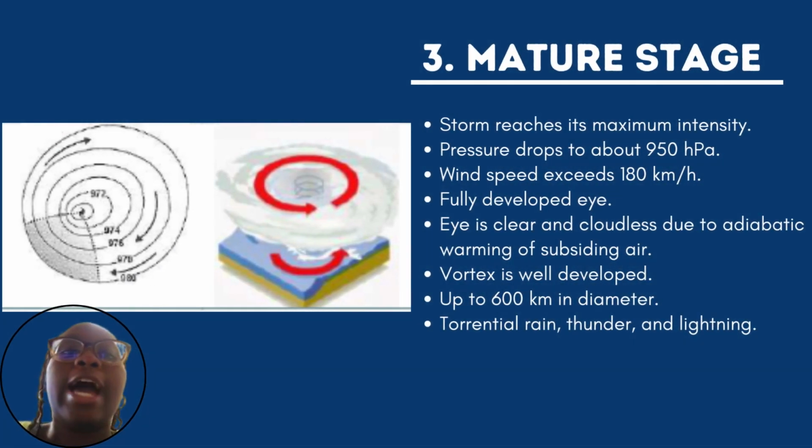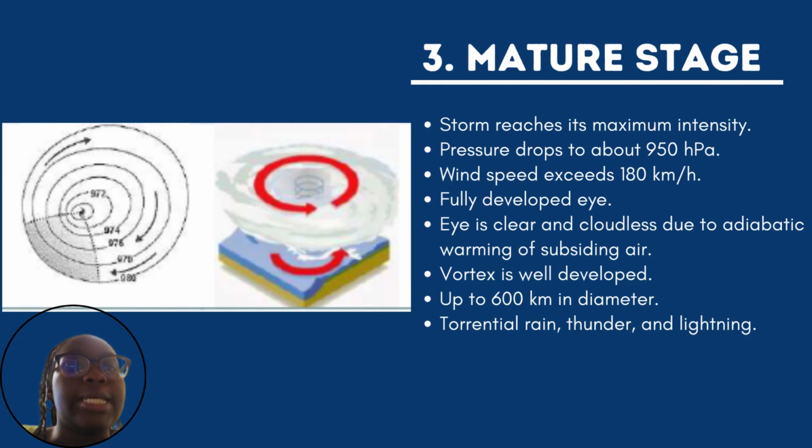The third stage we have is the mature stage, where now we've reached the maximum intensity of the storm. The pressure drops to about 950 hectopascals. The wind speed is great, above 180 kilometers per hour. The eye is like raging on. It's clear and cloudless, again due to the adiabatic warming of subsiding air.